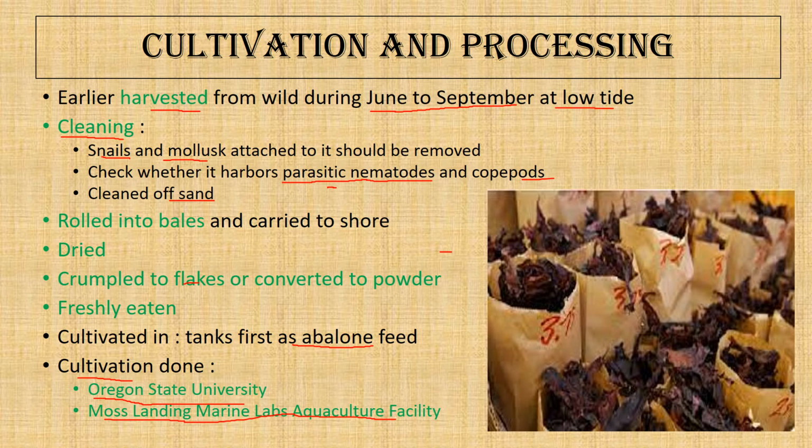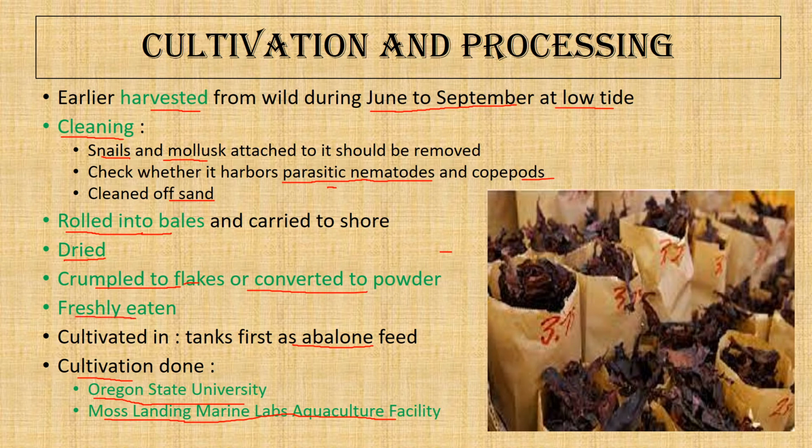Then it is usually rolled into bales and carried to the shore, where it is dried on the stone or over a clear surface. Then it is either crumpled to flakes and used, or it is converted to powder, or it is just eaten fresh.